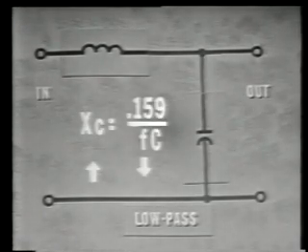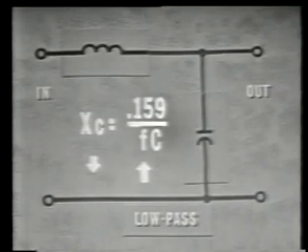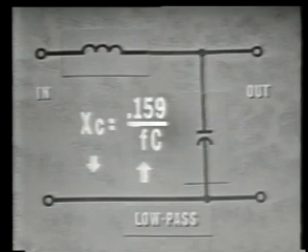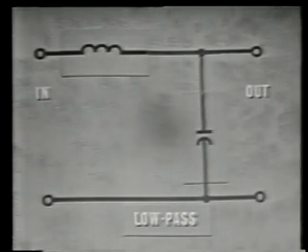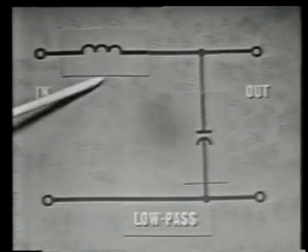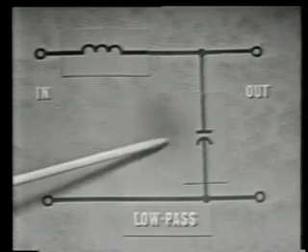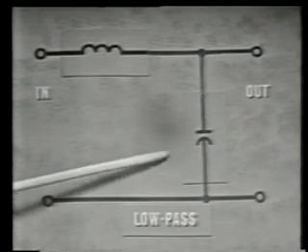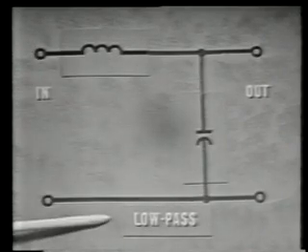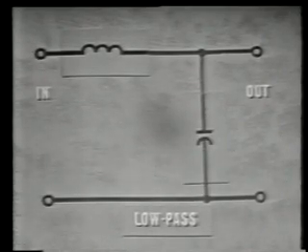At low frequencies, it offers a large opposition. At high frequencies, a small opposition. So the shunt capacitor is always used to pass low frequencies and reject high frequencies. This circuit, then, a series inductor and a shunt capacitor, serves as an inverted L low-pass filter. It passes low frequencies, rejects high frequencies.